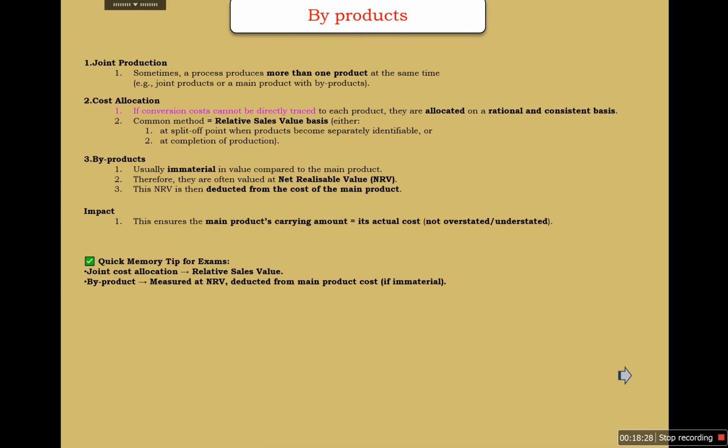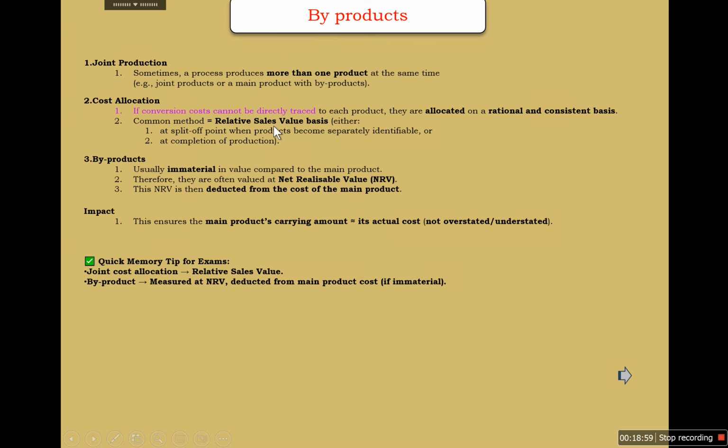So next is about the joint product. When we are producing something, sometimes in a process more than one product is produced at a time. So it is called a joint product. Cost is allocated if conversion cost cannot be directly traced. If it can be traced directly, we need to use the actual conversion cost, and if it cannot be traced, then it is allocated on a rational and consistent basis.